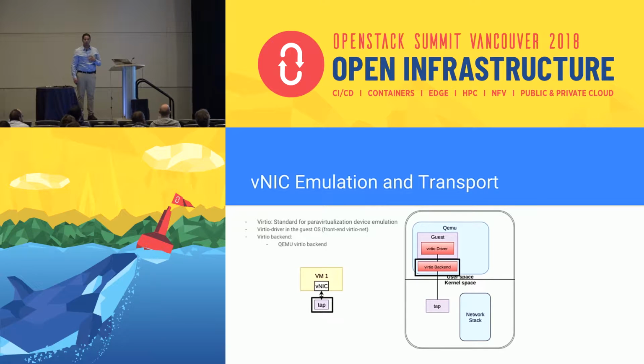QEMU will do the actual emulation at the host level, so it will do system calls to the actual kernel stack, and will then inject the traffic into a tap device in the kernel stack. This definitely has a problem: your QEMU process is now a bottleneck for all traffic that gets sent out of your VM. So there's a different approach for having a VirtIO backend, which is the kernel VirtIO backend.